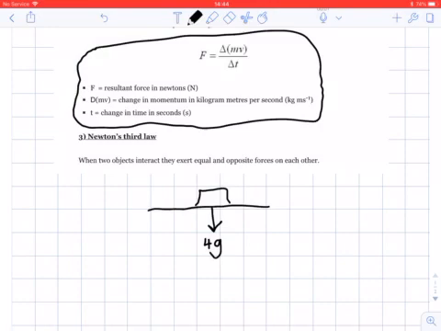Now, obviously, if this object does not actually fall through the surface, or it's not pushed back into the air by the surface, then what must be happening is the surface must be applying an equal and opposite force outwards. We call this the reaction force. So for every force acting down, i.e. the 4g, there's a 4g force acting back.